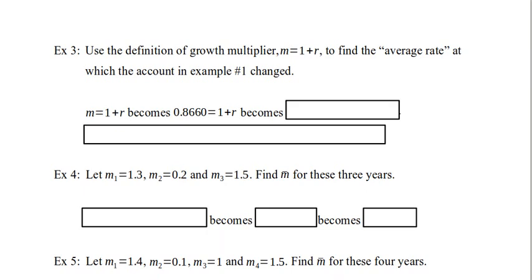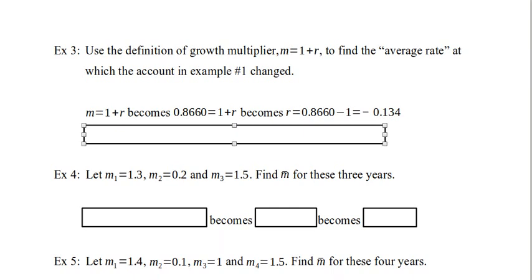To get the R by itself, we need to undo that addition. Addition is undone with subtraction. We're going to subtract 1 from both sides. So on the new right side, we're taking that 0.8660, we're subtracting 1, and no great surprise, we're getting a negative. That means that it is falling, and hopefully that makes perfect sense to you. We started with $1,000 and we ended up with only $750, so clearly it is falling.